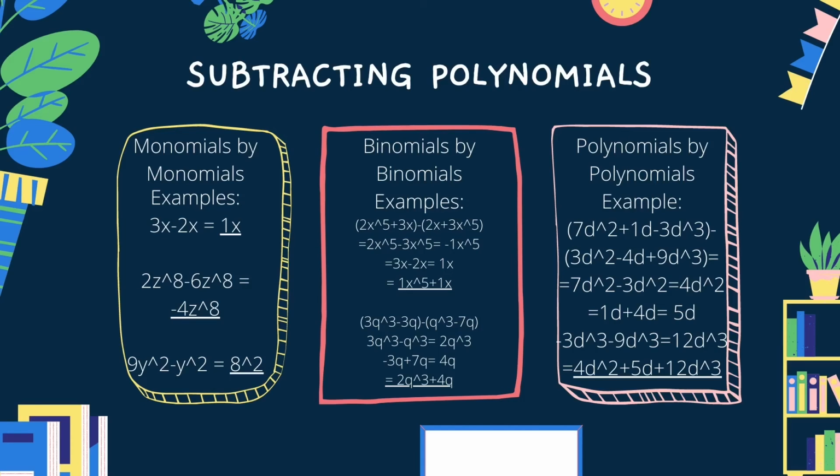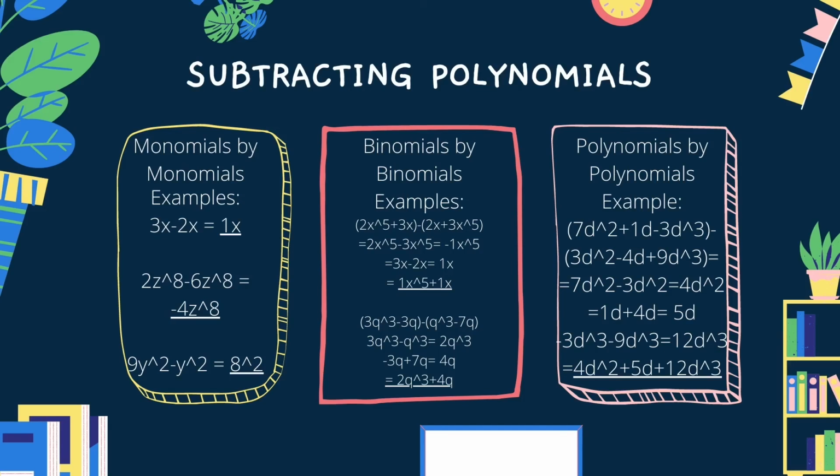Example number 2. 3q raised to the power of 3 minus 3q minus q cubed minus 7q. 3q cubed minus q cubed equals 2q cubed. And then negative 3q plus 7q is 4q. The final answer is 2q cubed plus 4q.